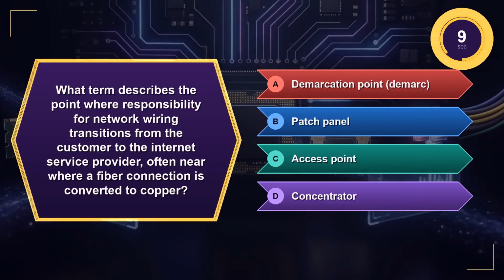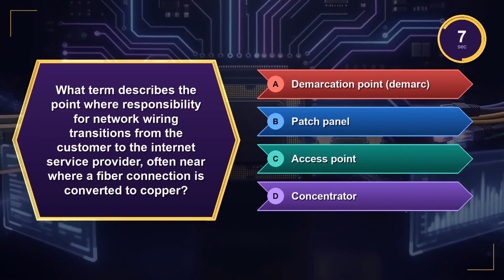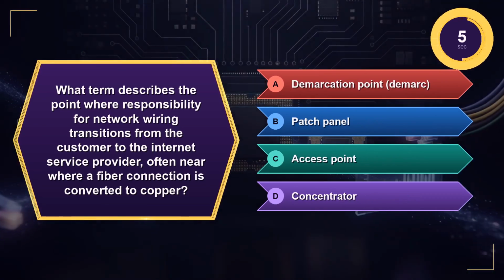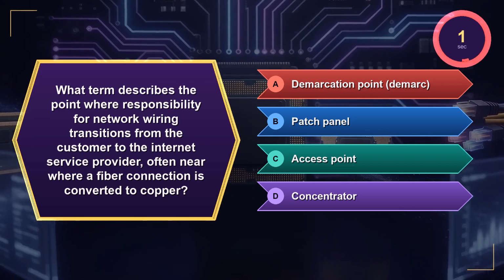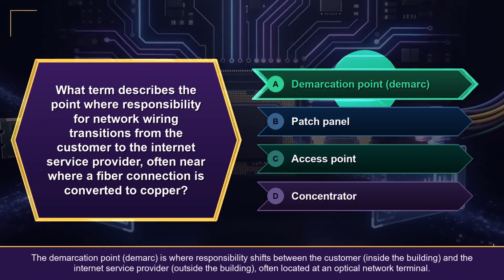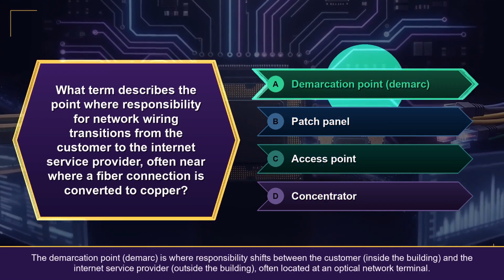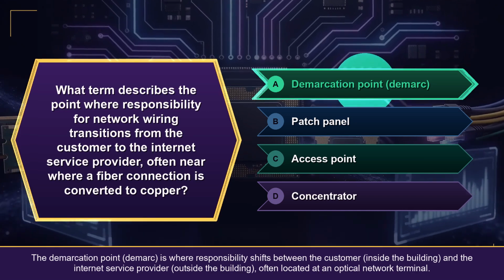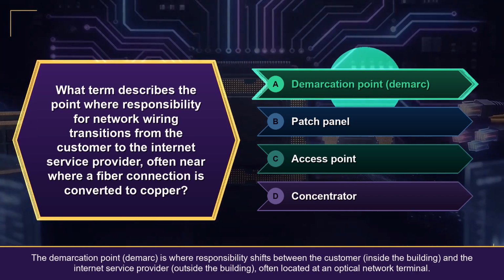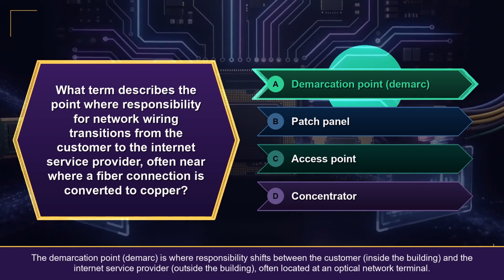What term describes the point where responsibility for network wiring transitions from the customer to the internet service provider, often near where a fiber connection is converted to copper? The demarcation point, demarc, is where responsibility shifts between the customer, inside the building, and the internet service provider, outside the building, often located at an optical network terminal.